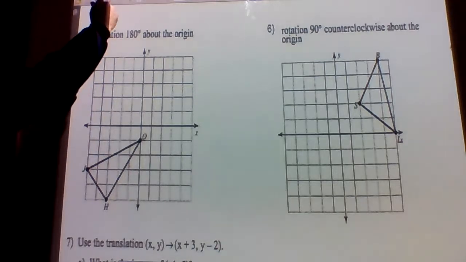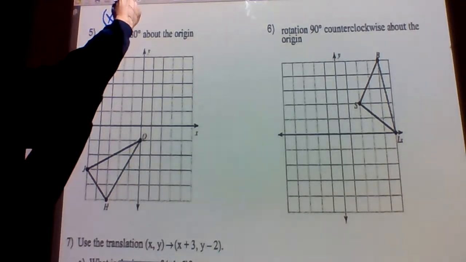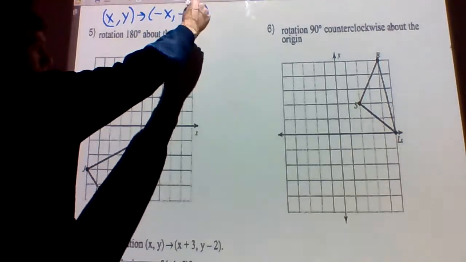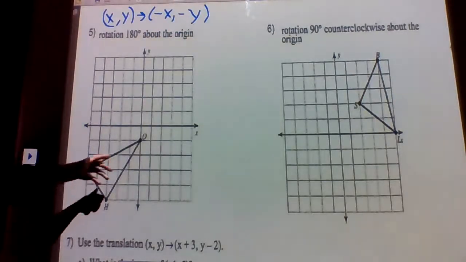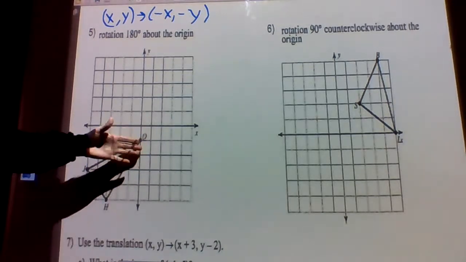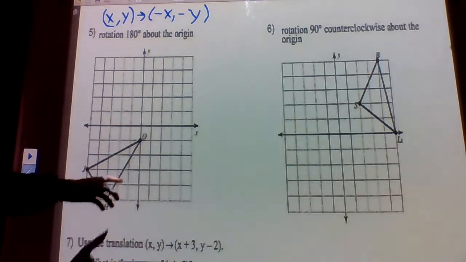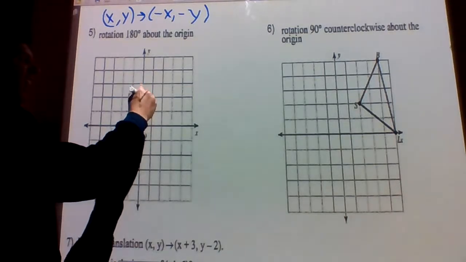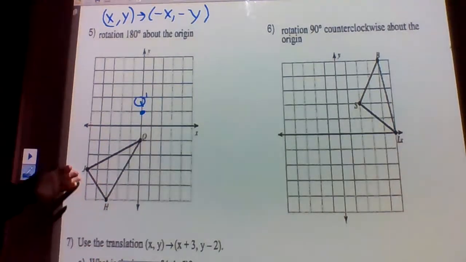So the rule for 180 is (x, y) goes to (-x, -y). We just simply change the signs. This one's on the y-axis. So if we go 180 around, you're fine. 180 around is going to put these here. But let's plot out our points first.